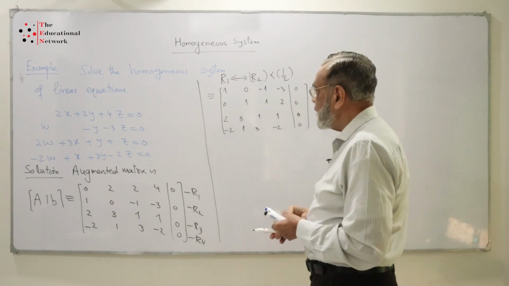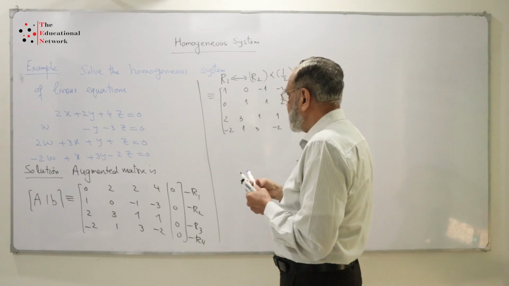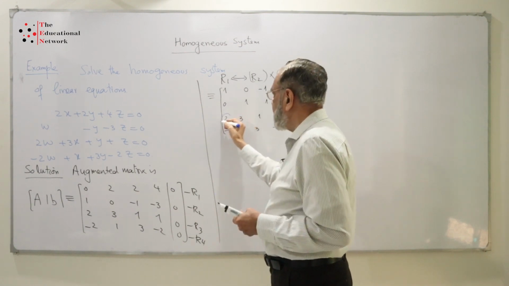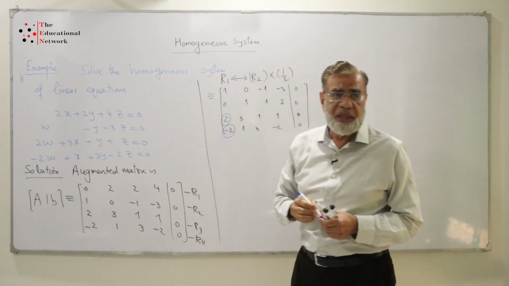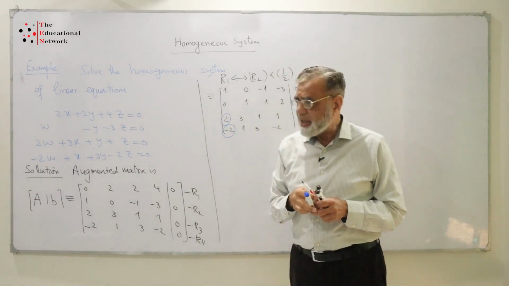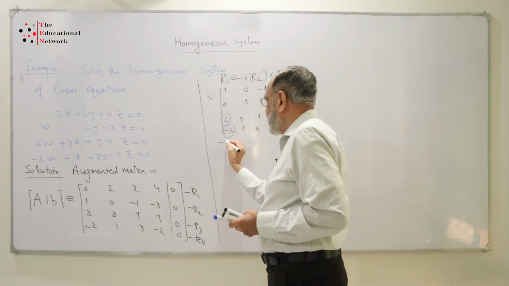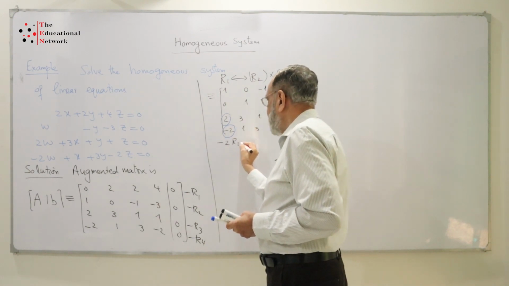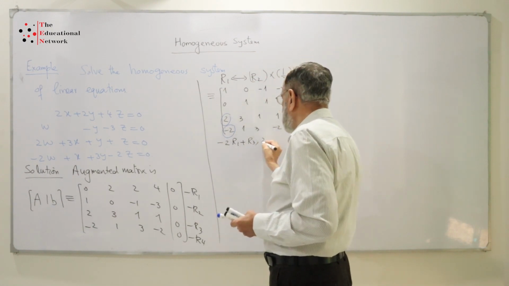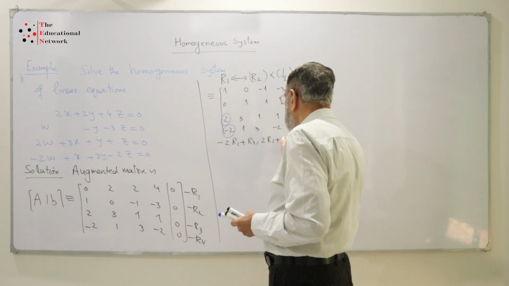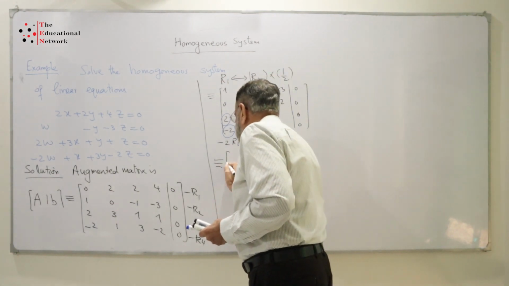But now we need to make this entry 0. This is R3, the starting value. We want to make this one 0, and this one 0, as we have the strategy for elimination. So we multiply R1 by minus 2: minus 2 R1 plus R3. Then for the last row, we multiply by 2: 2 R1 plus R4.